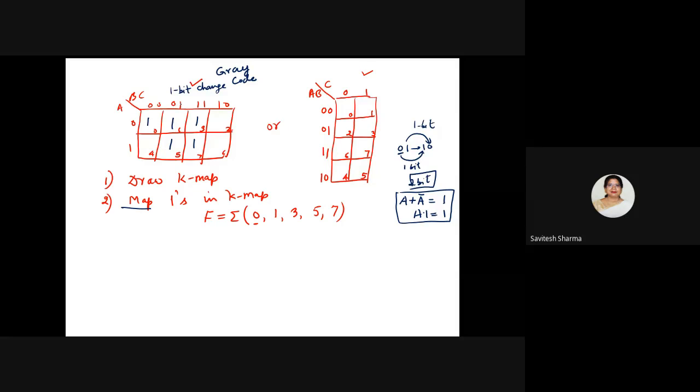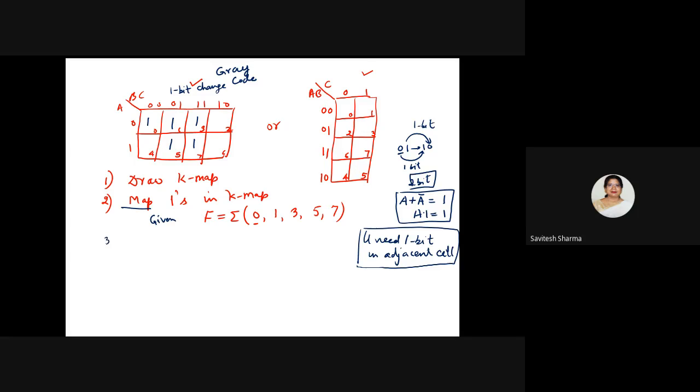Again, if you want to switch from this cell to this cell, 0, 1 to 1, 1, again a 1 bit change is there. 1, 1 to 1, 0, again a 1 bit change is there, right? So you need a 1 bit change in the adjacent cell. That's why I'm using gray code. You need a 1 bit change in the adjacent cell for minimization. The second step I completed: I draw the K-map based on the number of variables, and then I map the ones in the K-map based on my given function.